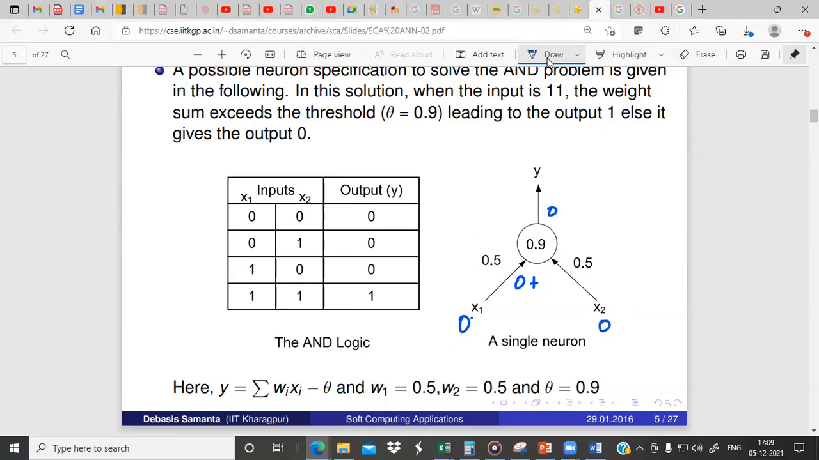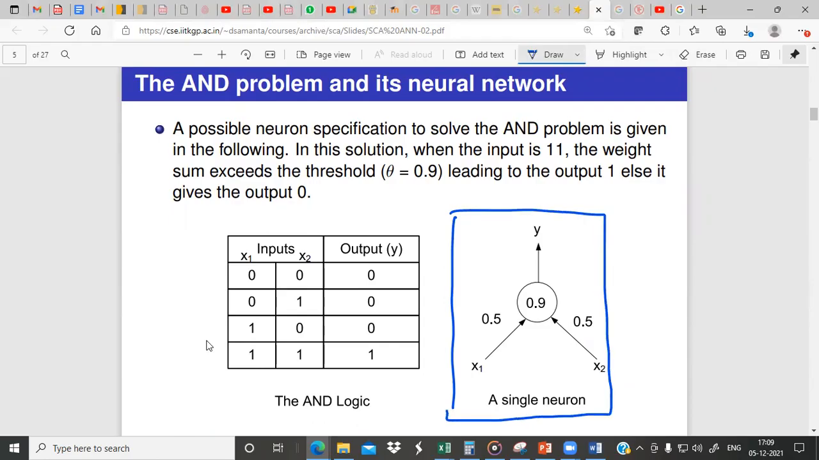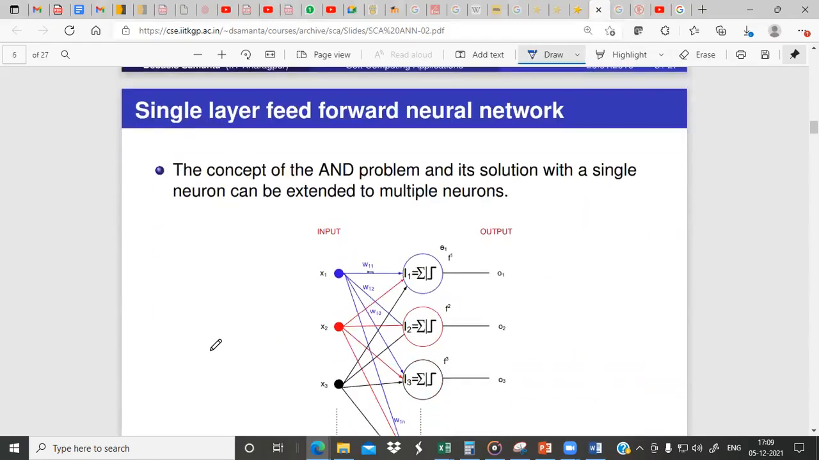So obviously 0 plus 0 is less than 0.9, so the output will be 0. Here we are fixing the values of W1 and W2 and the threshold, and we make sure that this neural network functions properly for the AND logic. Now this is an example for a single neuron, but this example can be stretched to a single layer feed forward neural network.